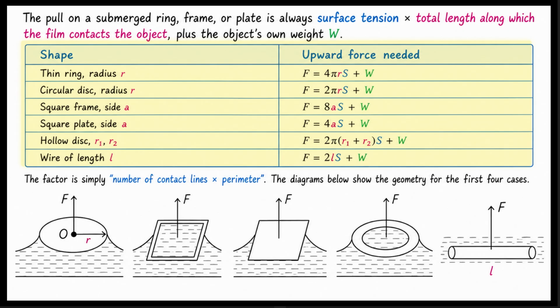For a circular disc, only the outer edge touches, so it is 2 pi rS plus W. For a square frame of side A, all 4 sides on both faces count, giving 8AS plus W. For a square plate, just the outer rim on one face, so 4AS plus W. A hollow disc with inner radius r1 and outer radius r2 gives 2 pi times the sum, plus W. And a straight wire of length L, pulled out with a film on both sides, takes 2LS plus W. The diagrams on screen show the geometry for the first 4 cases. The takeaway is that the factor in front of S is always a perimeter, counted once for each side the film touches.